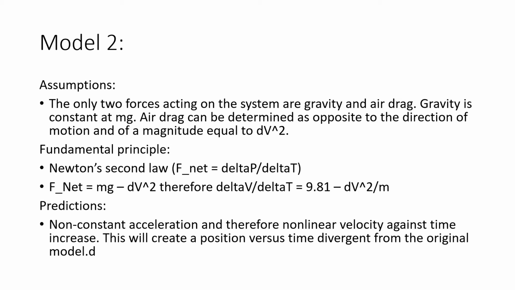Moving on to model 2, we are now adding drag, and as listed in the instructions, we are to assume that drag is equal to dv squared. Now this, using the same fundamental principle, yields a slightly different equation for acceleration. You can see the math here, where we have the same 9.81 but subtracted by dv squared divided by mass. Now, this is going to yield a very different graph for velocity against time, which will subsequently create a very different graph for position against time, as we will see when I move on to the graphs.